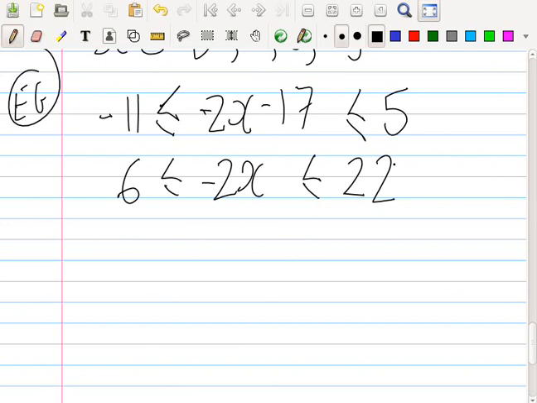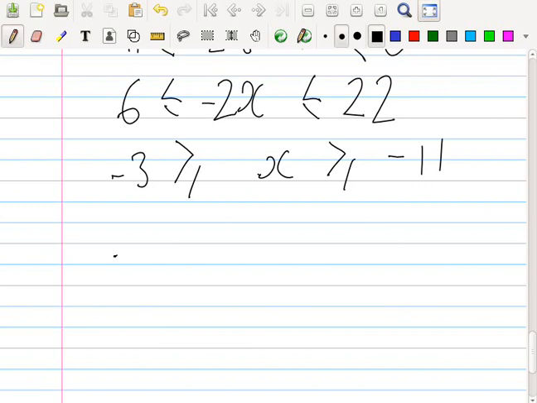Okay. Next, I divide everything by -2. So here, -3, and what happens here? Flips. And then here? And here? -11. Now, if I draw this, it goes from -11, -10, etc., to -3.